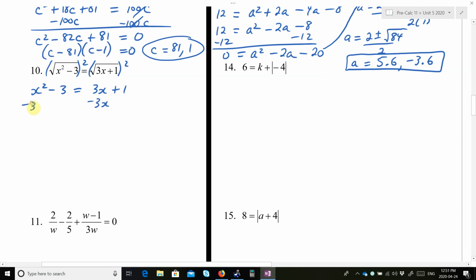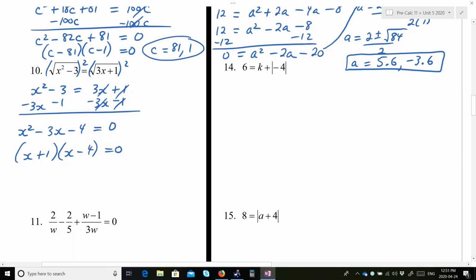Subtract 3x, subtract 3x, subtract 1, subtract 1. We have x squared minus 3x. Those are unlike terms. Negative 3 minus 1 is minus 4 equals 0. And this factors into x plus 1 times x minus 4, and we get x equals negative 1 or 4. The negative 1 creates negatives underneath the square root, so we have to reject that one, and so the only answer is x equals 4.